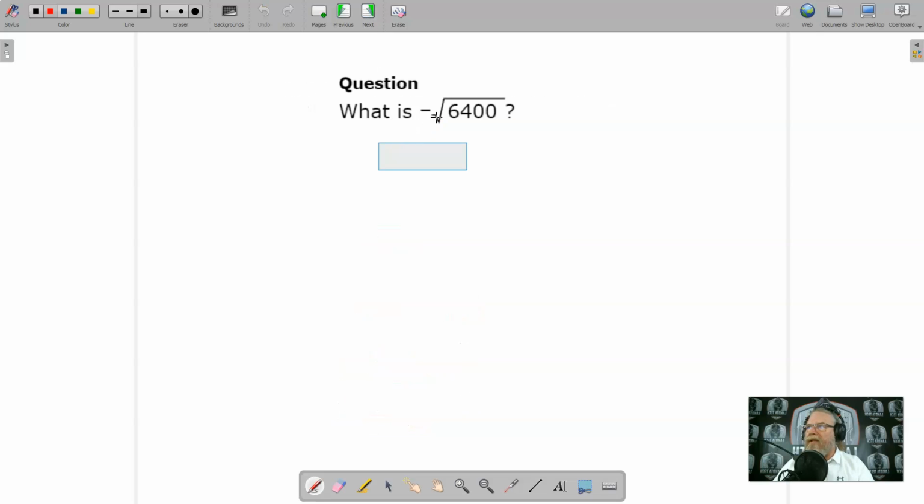Next question, what is the opposite of root 6,400? Or they're saying, what's the negative root of it? So we know this value is going to be negative. Now let's consider the square root of 6,400. So let's just focus on the 64. We recognize 64 is a perfect square, right? 8 times 8 equals 64. But we're actually talking about 6,400.